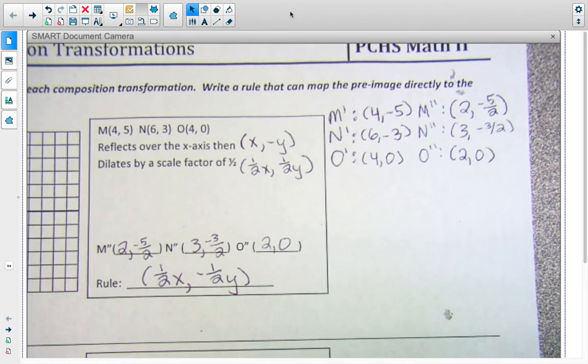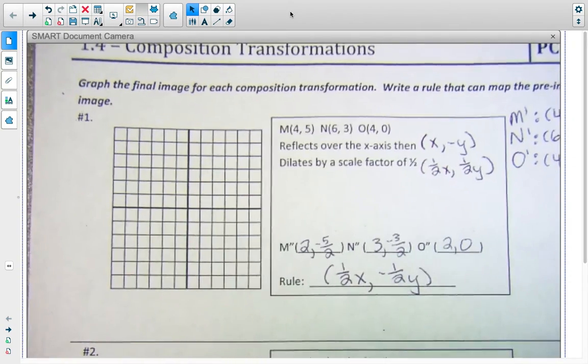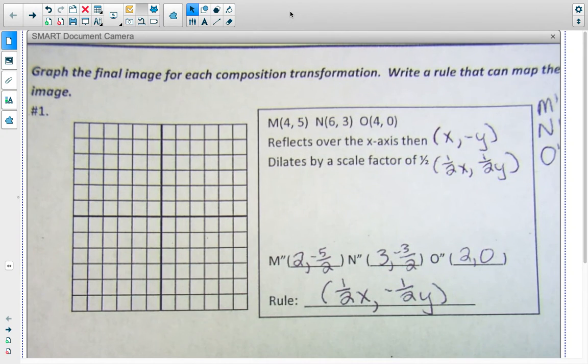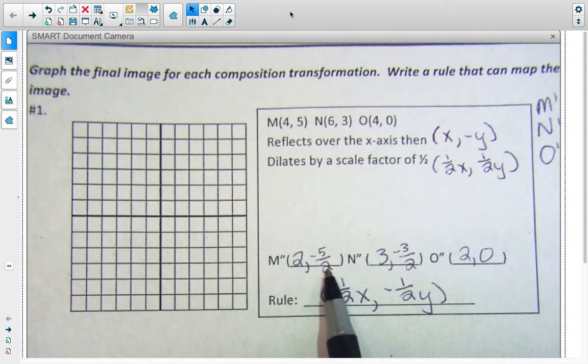All right, and we're going to take these points and plot them on our coordinate plane here. We've got fractions, but that's okay. We'll work in the middle of our numbers here. So we have (2, negative 5/2). Negative 5/2 is negative 2.5.